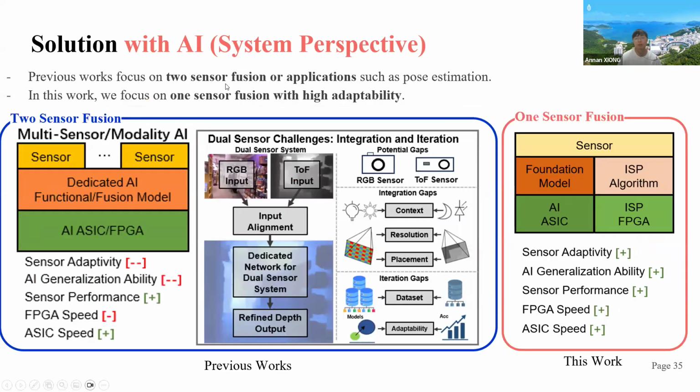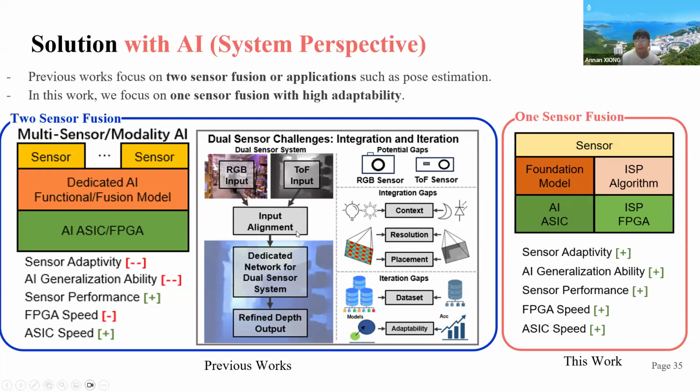Previous works mainly focus on two-sensor fusion or applications such as pose estimation. In our work, we want to focus on one-sensor fusion with high adaptability. Let's see the details. If you do dual-sensor fusion, you may face integration and iteration challenges.